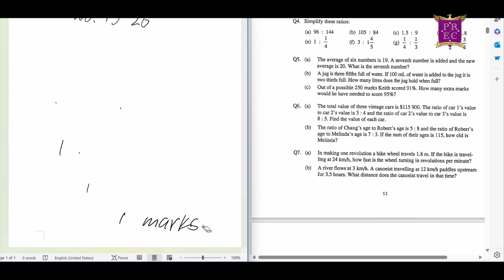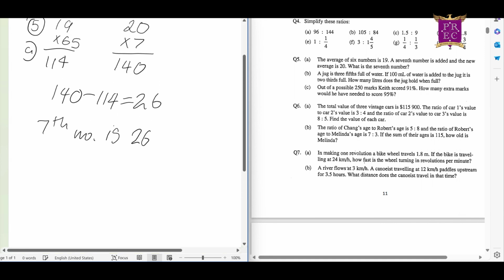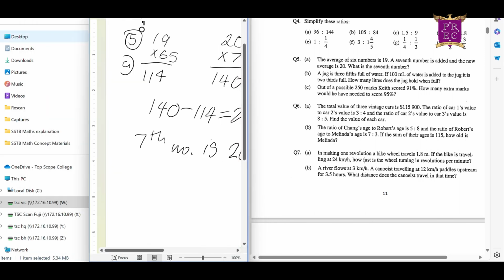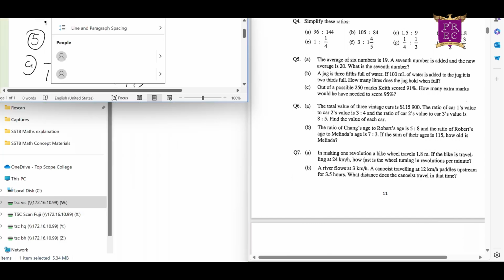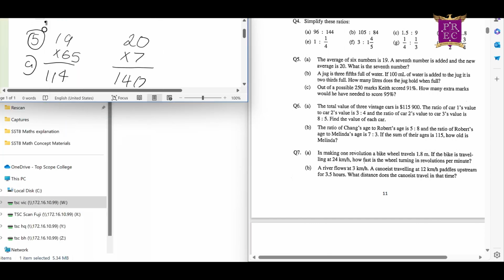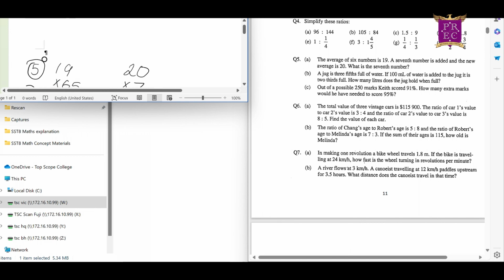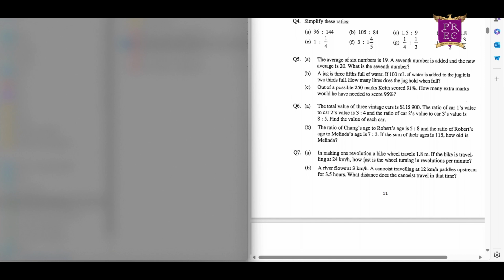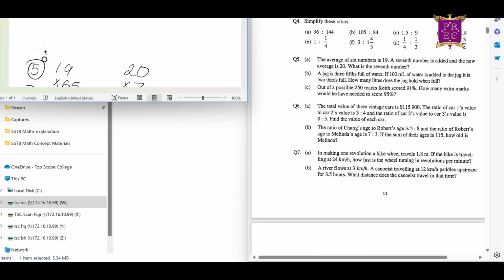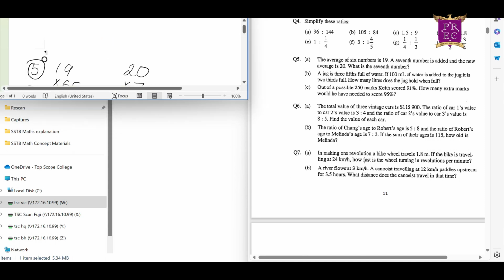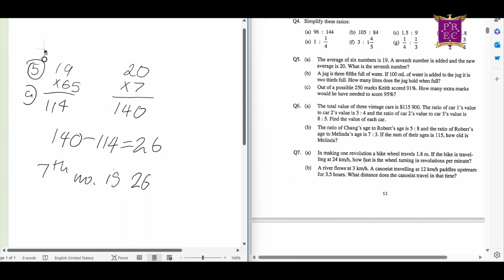Question number 6. It's a bit of a harder one, but I think we can get through it. Just rub all these out. Oops. Let me just quickly fix that for you. There we go. Alrighty. I'll just rub these out.